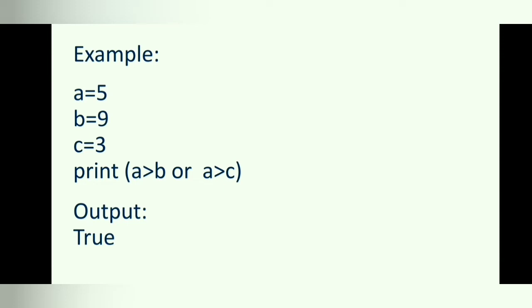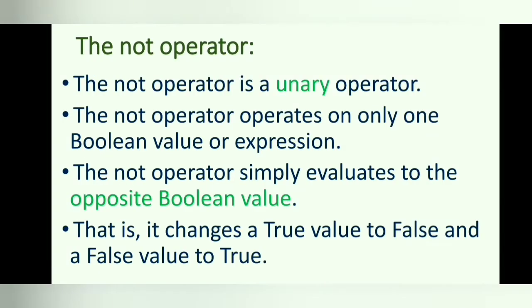According to the truth table, if either or both of them are true, the result is true. An expression is false if both the Boolean values are false. The NOT operator. The NOT operator is a unary operator. It operates on only one Boolean value or expression. The NOT operator simply evaluates to the opposite Boolean value. That is, it changes a true value to false and a false value to true.